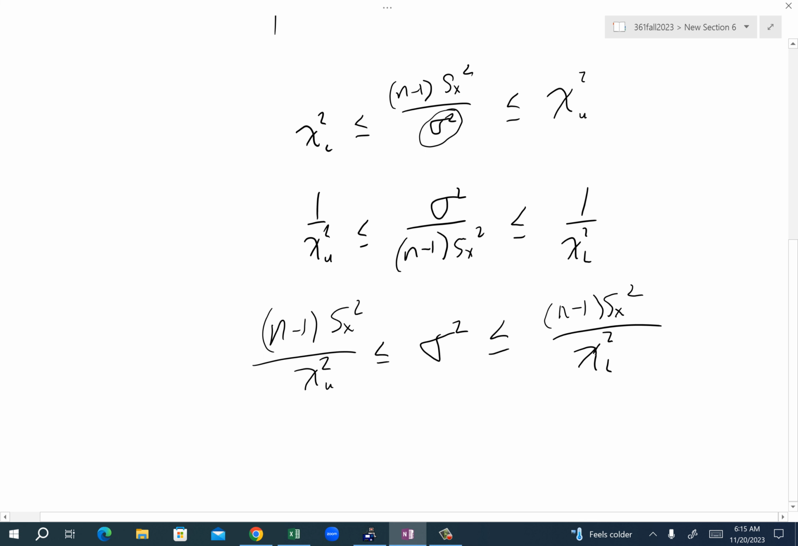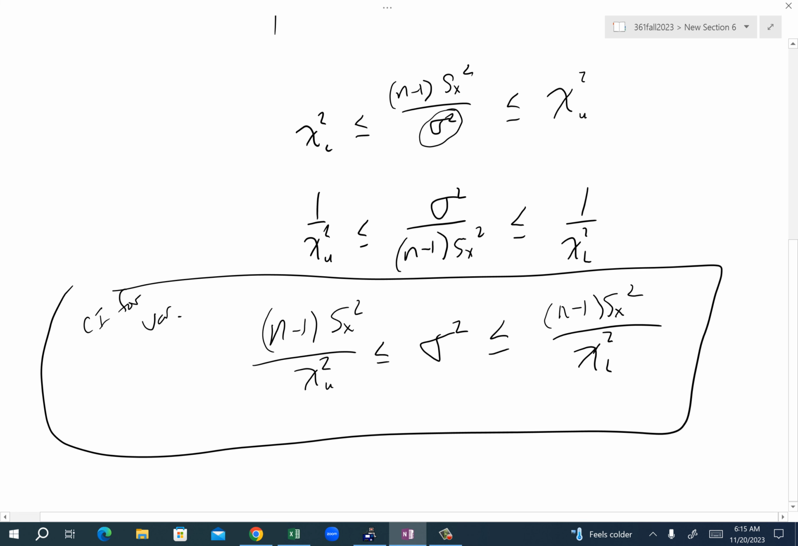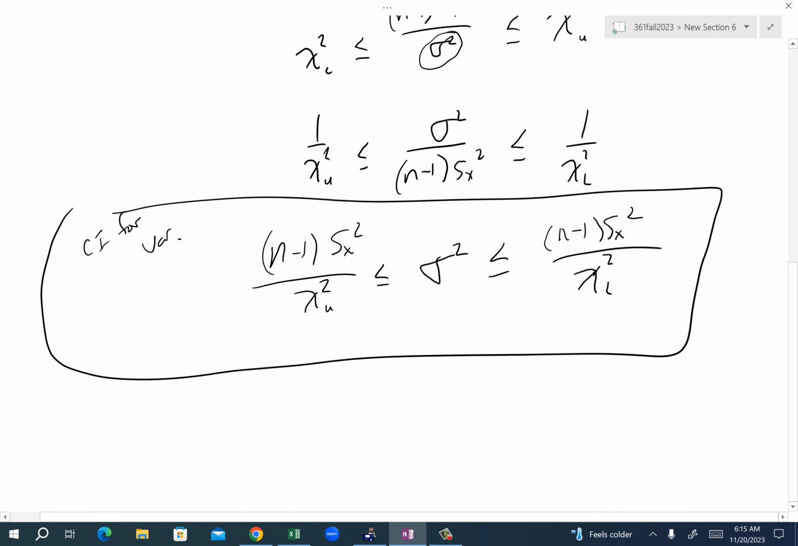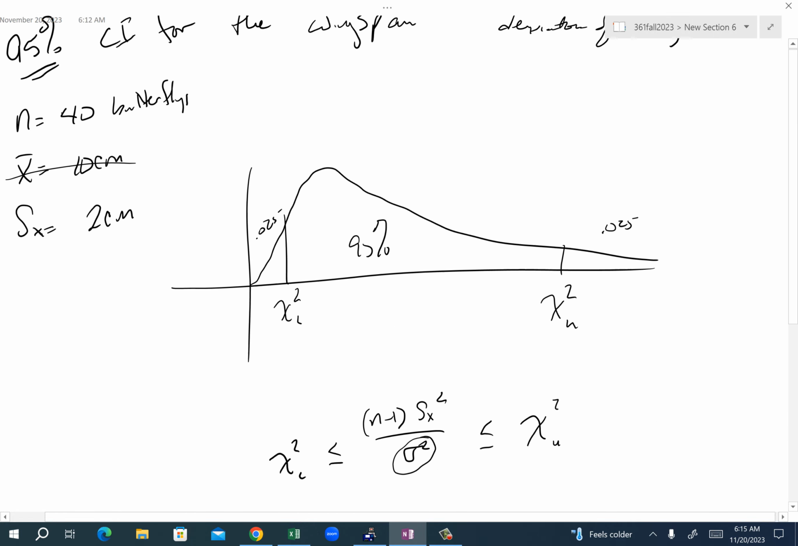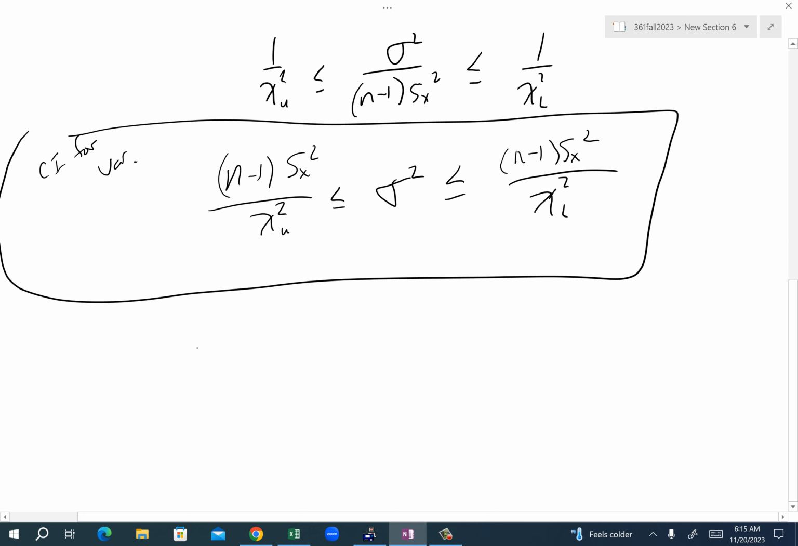And this is the confidence interval for variance. And if you want standard deviation, just square root your answers when you're done. It's that easy. Okay, this is what you want to know. So we went out and sampled 40 butterflies, so it's going to be 39.